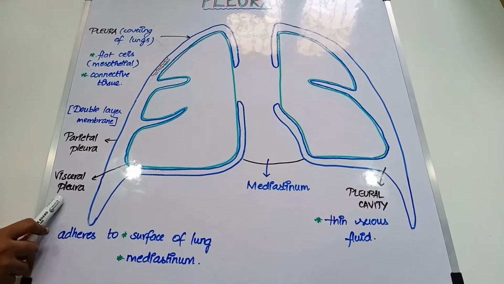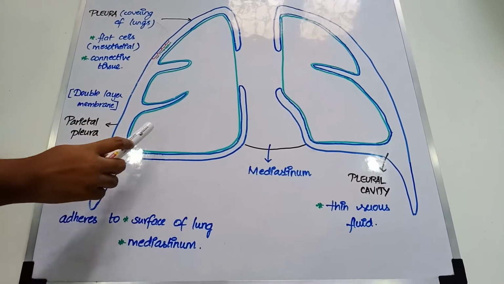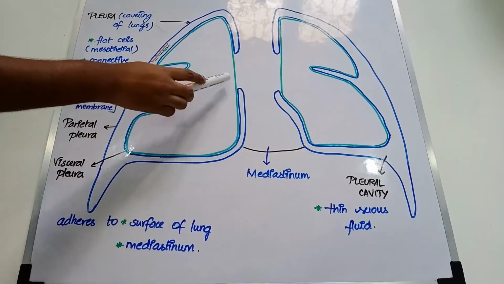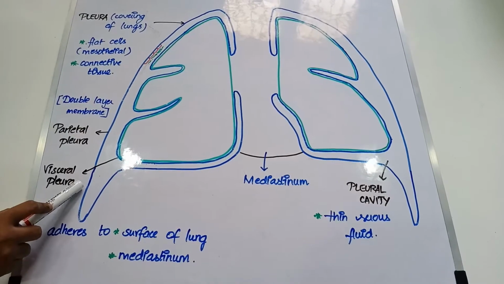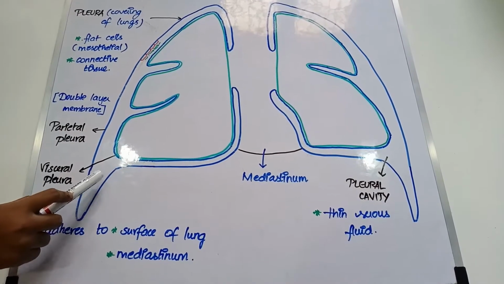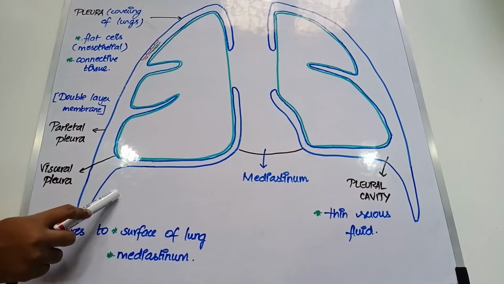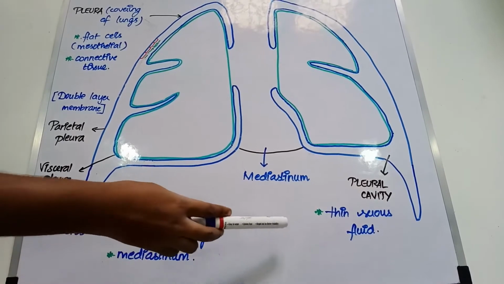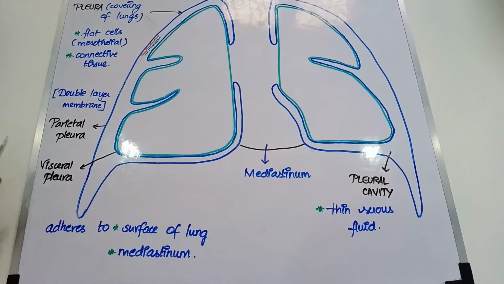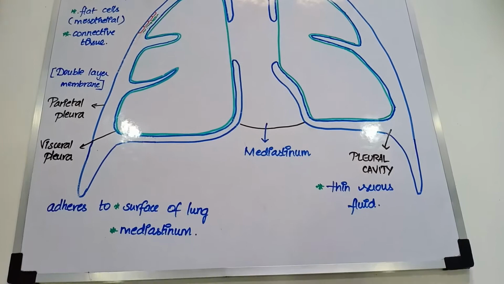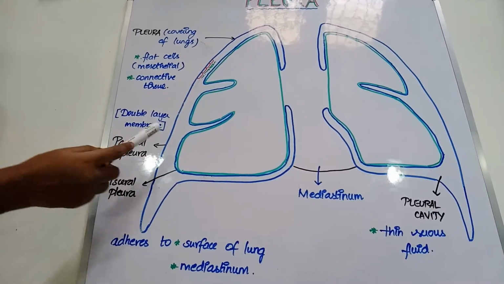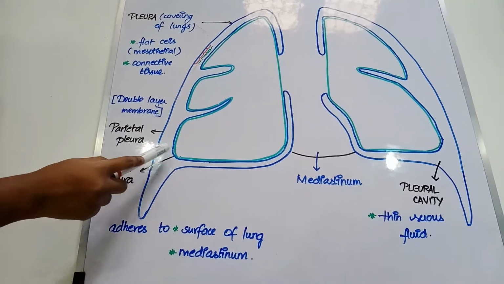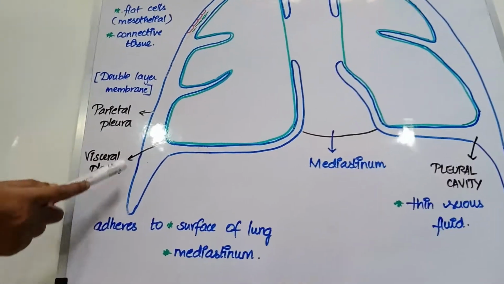The visceral pleura adheres to the surface of the lung as well as to the mediastinum. And the space between the parietal pleura and the visceral pleura is the pleural cavity. This pleural cavity is filled with thin serous fluid. So the double layered membrane is the parietal pleura and the visceral pleura. We'll see about each pleura in detail.